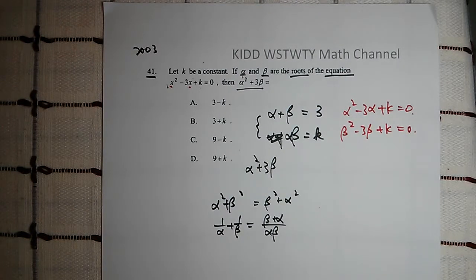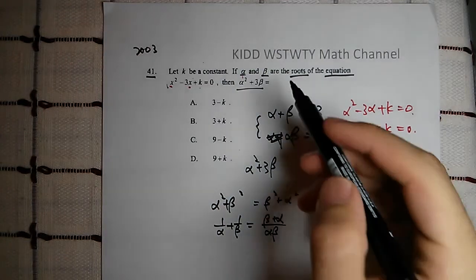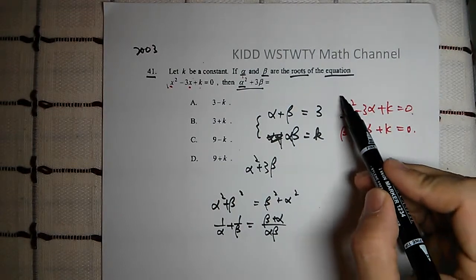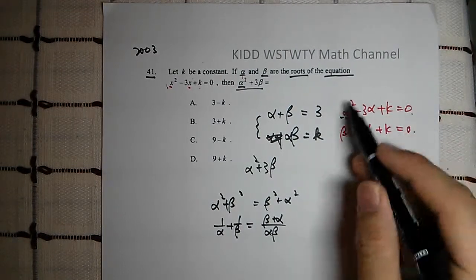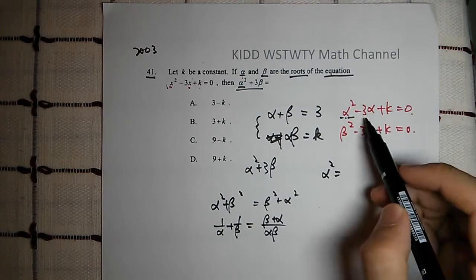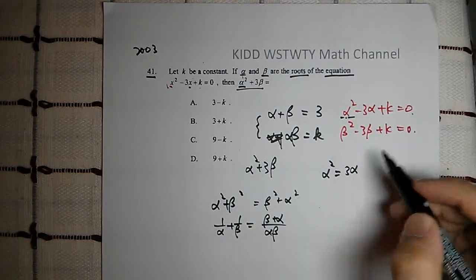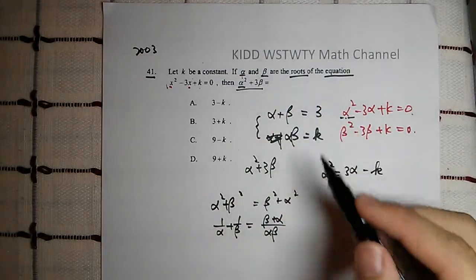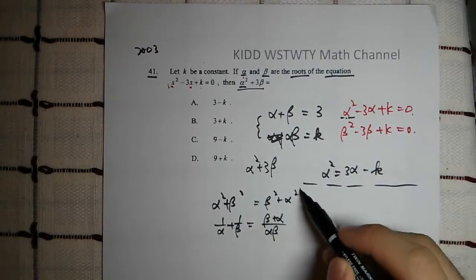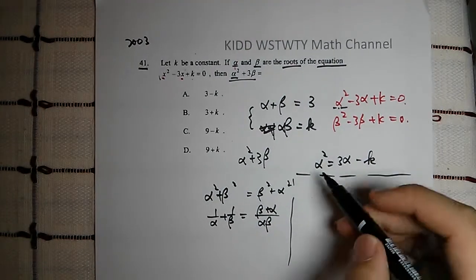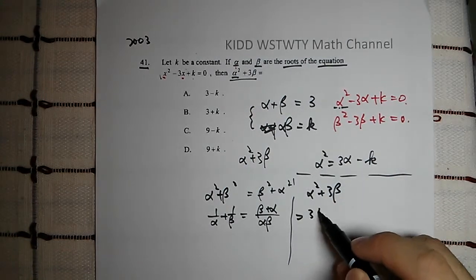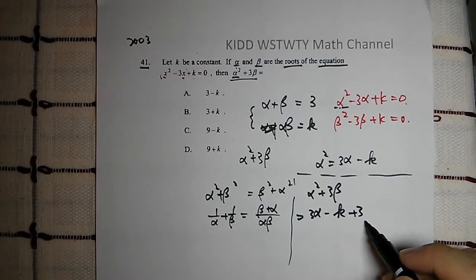With this, it seems a little bit more possible to deal with this question. Why? Because we can see alpha squared here. So let's try making alpha squared the subject. Alpha squared equals, we change 3 alpha to the other side, so plus 3 alpha minus k. And we can substitute this into what the question wants. The question wants the value of alpha squared plus 3 beta, and alpha squared is given by 3 alpha minus k, plus 3 beta.